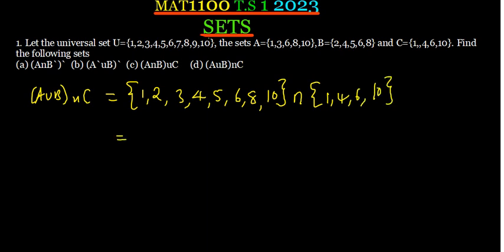This is going to give us 1, which appears in both sets, 4 appearing in both sets, 6 appearing in both, and 10. Here it was just supposed to be 1 comma there. So this is A union B intersect C.